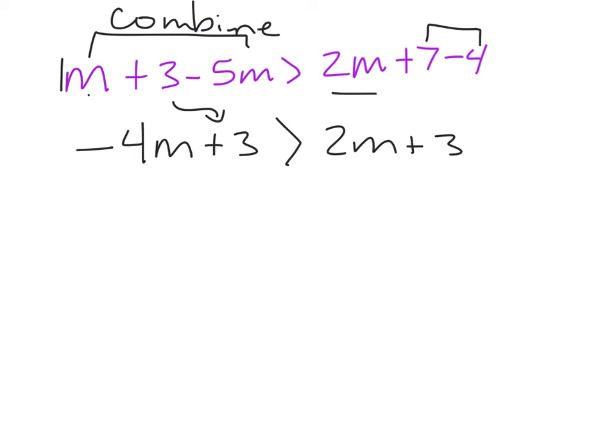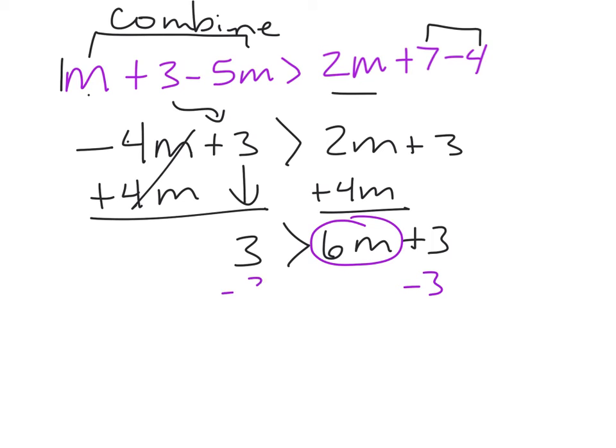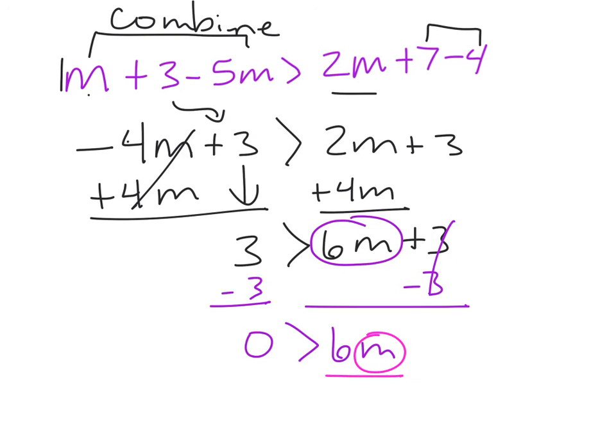Now, one of the things I'm going to do is I have a -m over here. So I'm going to actually add the 4m first. Okay? And what I end up getting is these two cancel out. I bring down the 3. I get 6m plus 3. My next step is I need to get this by itself. So I'm going to subtract the 3. And when I do that, I get 6m is less than 0.